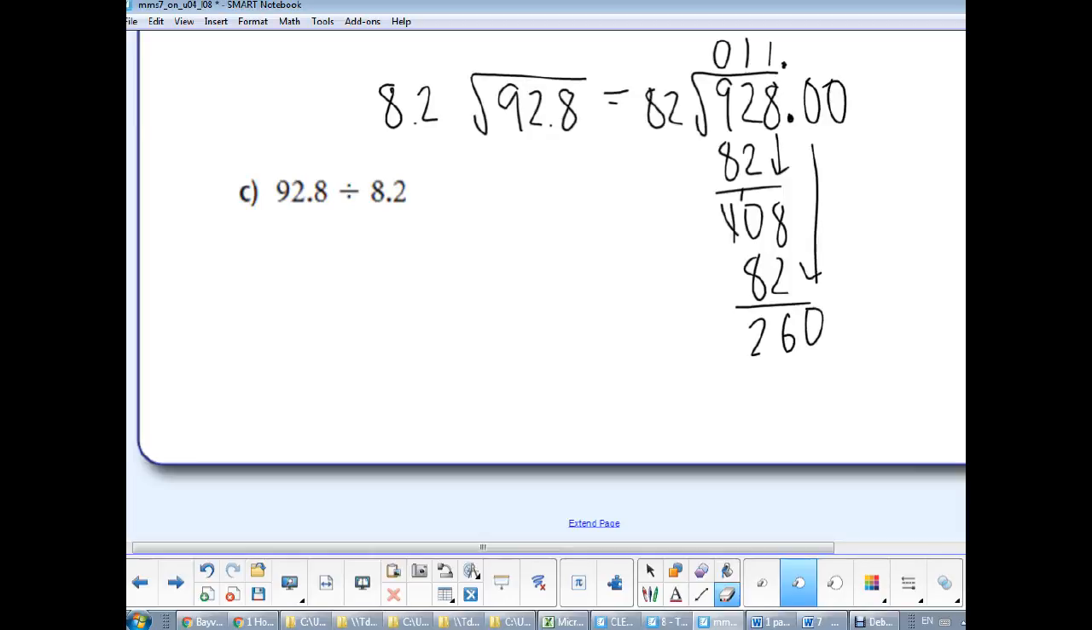82 into 260, that'll be 3 times. 3 times 2 is 6. 3 times 8 is 24. 60 minus 46 is 14. Bring down a 0. It'll go only 1 time into 40, so that's 82. And so this is our number, 11.31 is our answer. Because the 1 is below 5, our answer turns into 11.3.